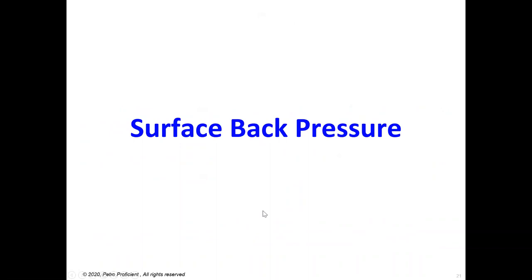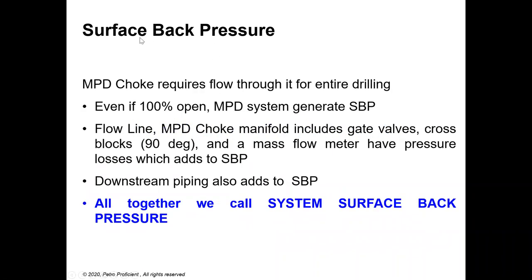Now let's discuss the element of surface back pressure in our MPD setup. What is surface back pressure? You will hear this very frequently when you are doing MPD, that surface back pressure is X or Y. The MPD choke requires flow through it for the entire drilling. So when you want to close or open the choke by applying surface back pressure, it needs to have flow through it. Now, even if 100% open, the MPD system will generate surface back pressure because it has pressure losses in the MPD system itself.